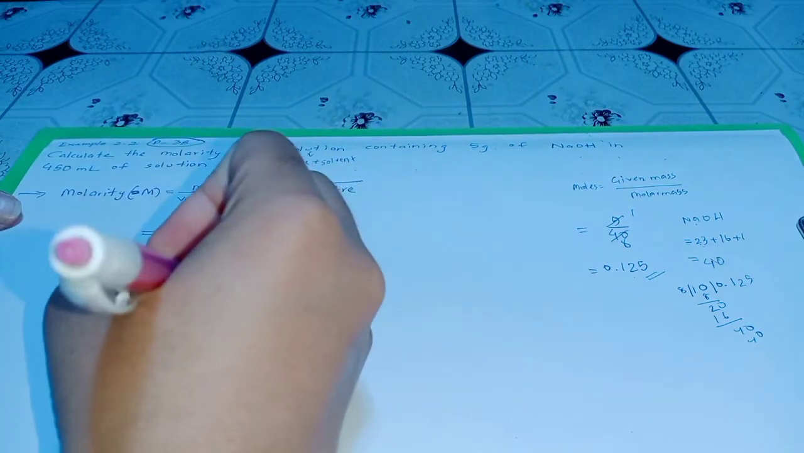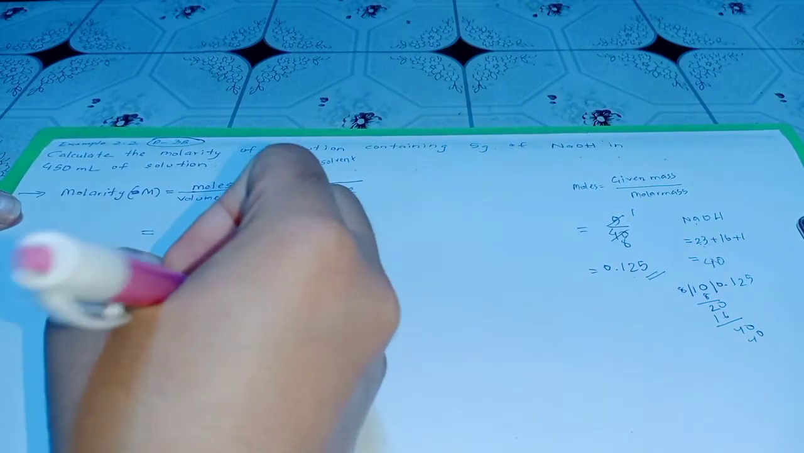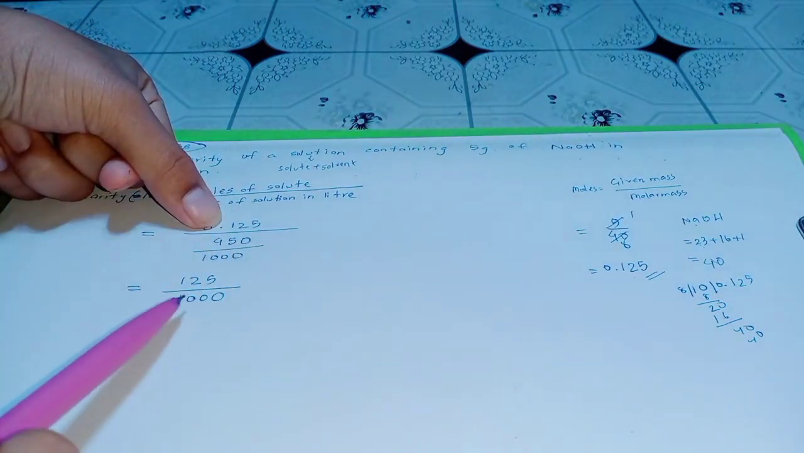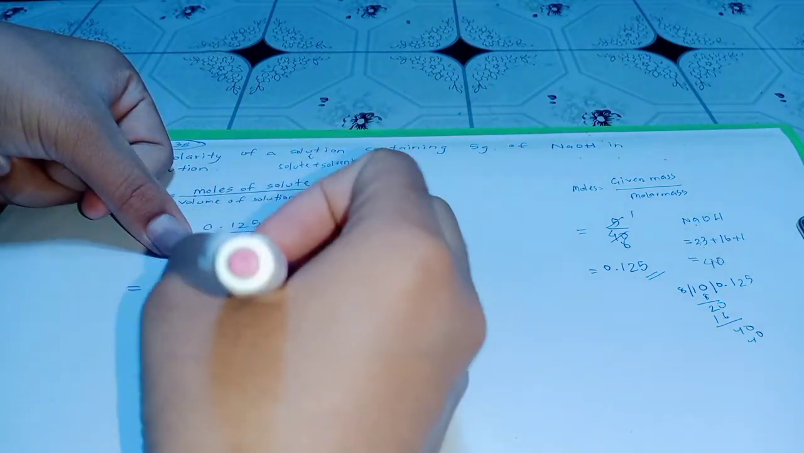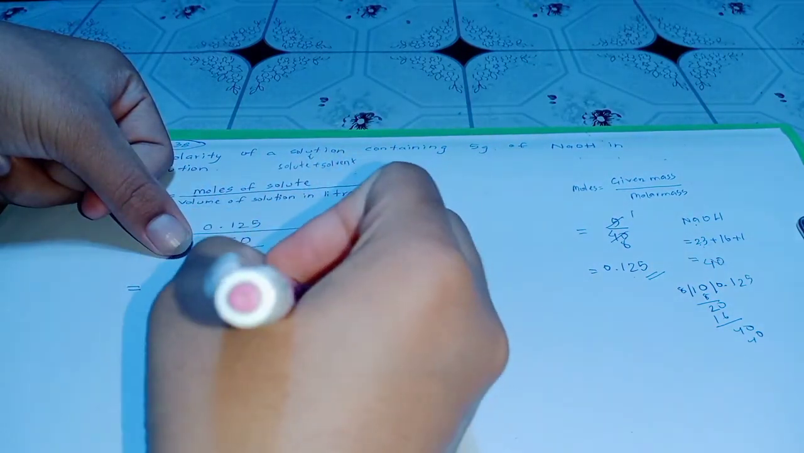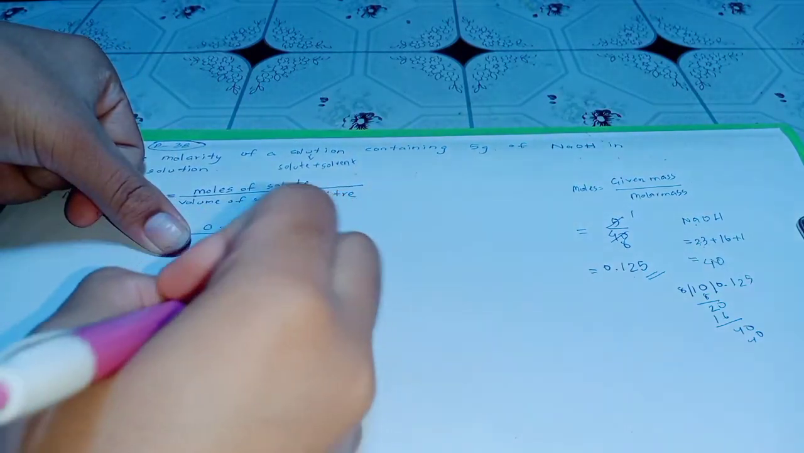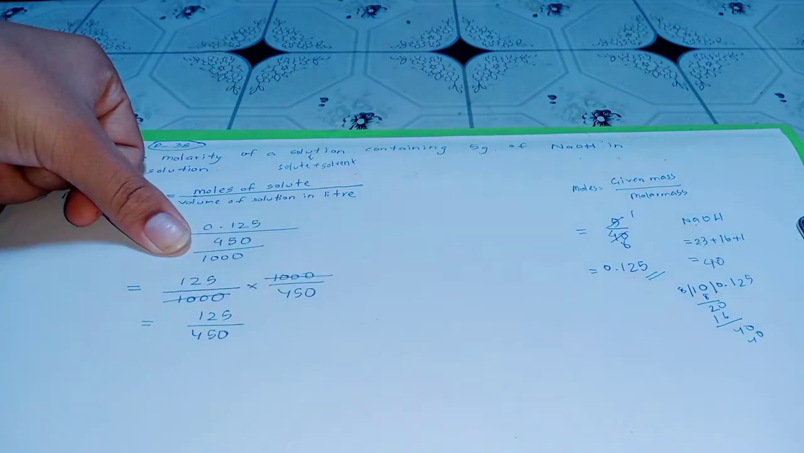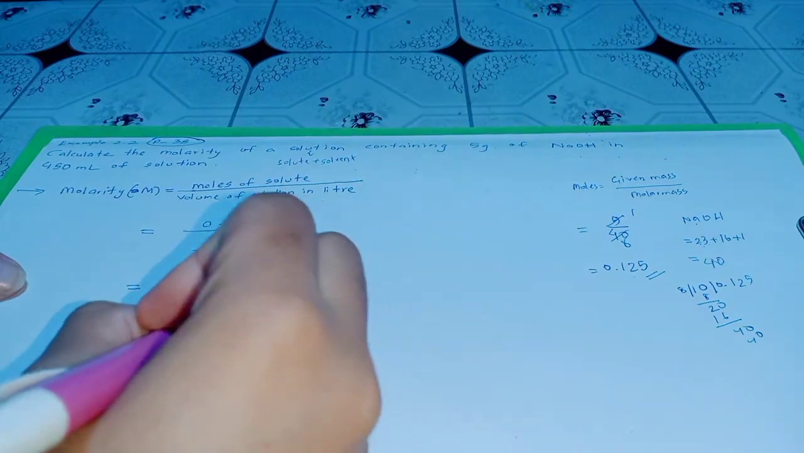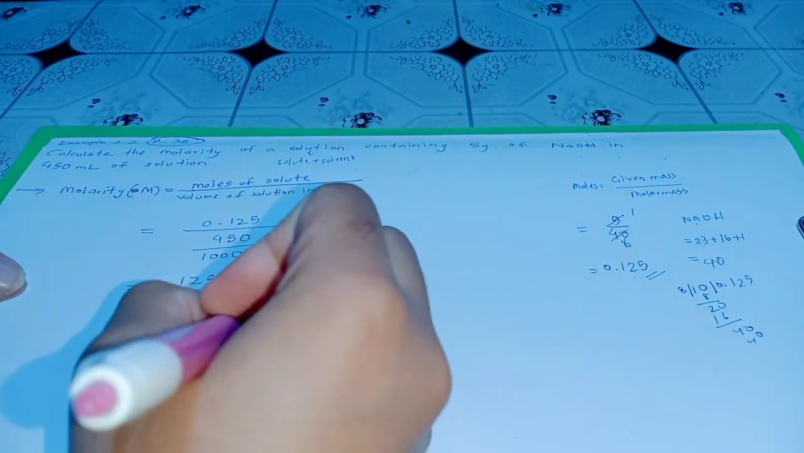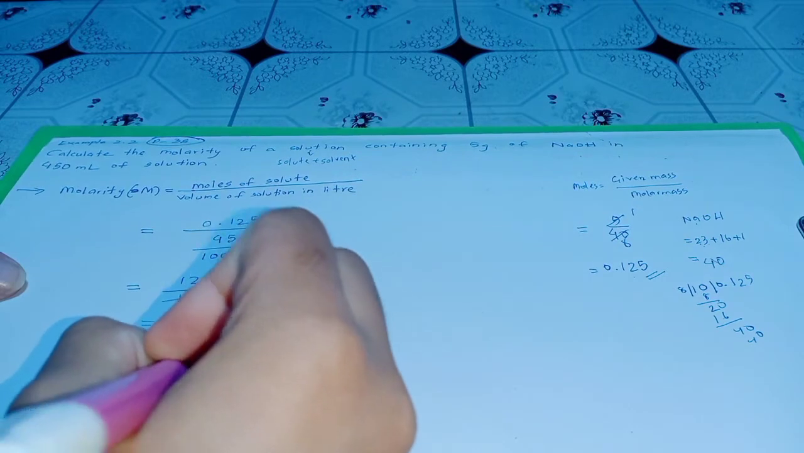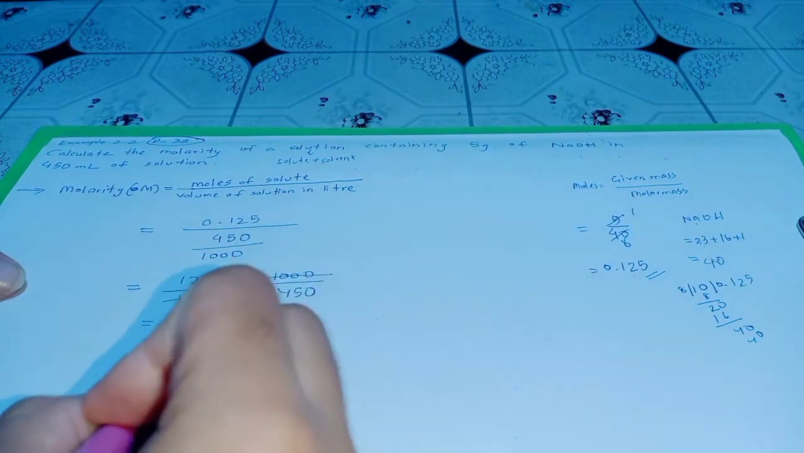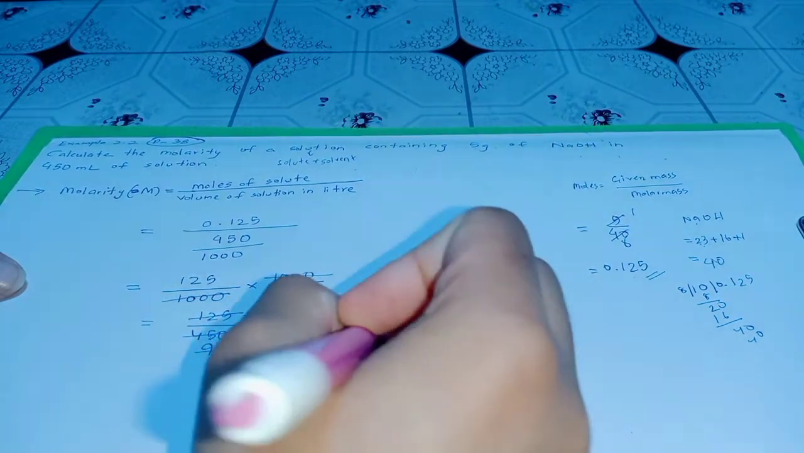So let's do 0.125 by 450 by 1000. If we take out the decimal point, then it goes to the denominator, and it will be reversed, that is 1000 by 450, right? And we can cancel this, and now we'll get 125 by 450. And we can also divide by 5: 5 into 25 is 125, 5 into 90 is 450. Then we'll get 5 by 18.